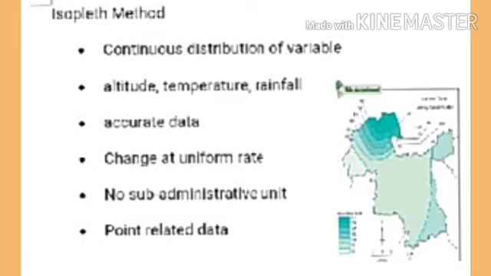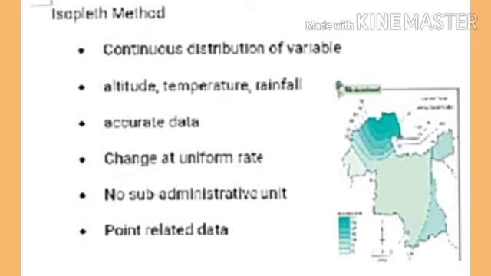Now friends, let's see the third type of distribution map, that is the isopleth method. In this type of map, the distribution is shown with the help of lines showing equal values. When the distribution of the variable is continuous, the isopleth method is used to show its distribution. In this type of map, we can see the altitude, temperature and rainfall. Altitude means the height of that region from sea level.